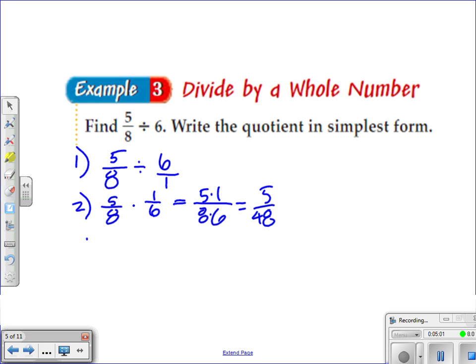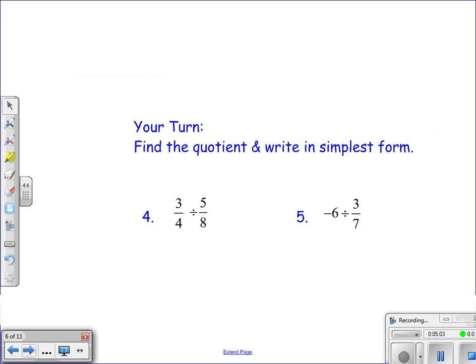All right, now it's your turn again. We'll do problems 4 and 5 on paper so I can see it. We will review it the next day in class. I will be looking for this work to be shown step by step. And go ahead and pause the video. Do your problems. When you're done with your problems, start the video back up.